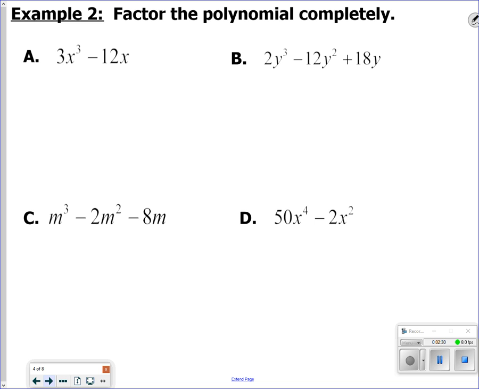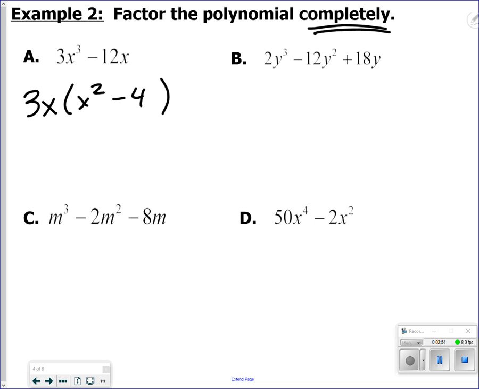Next, all right, so notice the direction says factor the polynomial completely. And I'm going to tell you right now that is code for never stop until you feel like you cannot factor any further. So the first one here, I'm going to look for a GCF. That is the first thing I look for. They're both divisible by 3, and I can take an x out of each one. So I divided by 3 and took out an x.